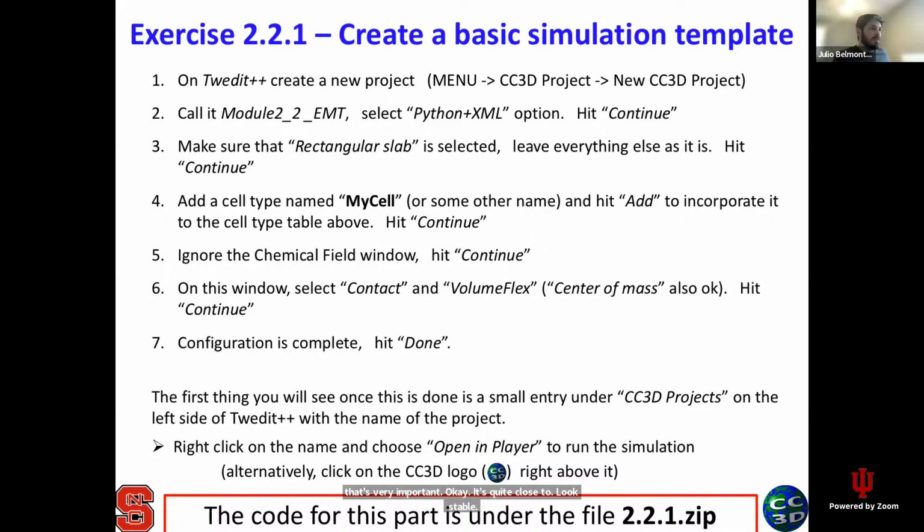If something went wrong in your simulation, or if you have trouble running CompuCell3D on your computer or in nanoHUB for whatever reason, please send a message in the chat and someone here will be able to help you. We'll try to help as much as we can.